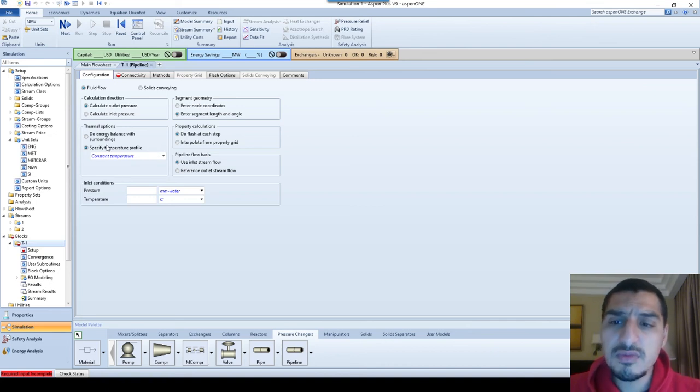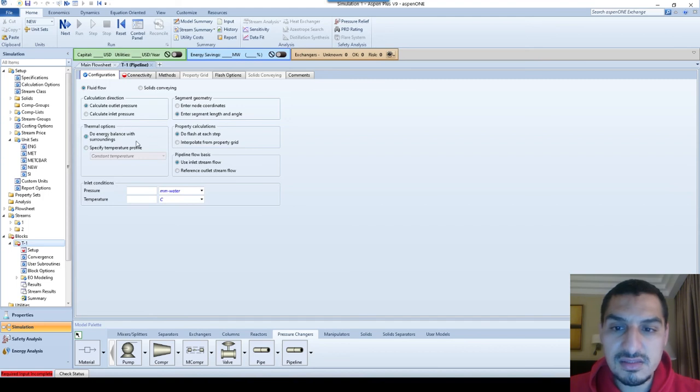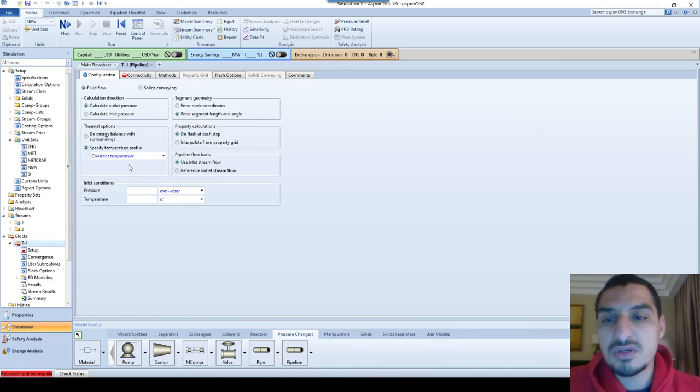We can have thermal options by doing energy balance with the surroundings, but if we do so, we have to give more information about the heat transfer coefficient and other information. So if we do this, you'd see that this will require more details. But in this case, we'll just go for the temperature profile, either the linear temperature profile or constant temperature. I'll assume that there is no change in temperature while the liquid is flowing. For the segment geometry, we have already talked about this.